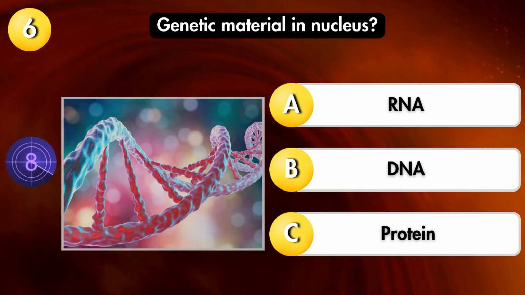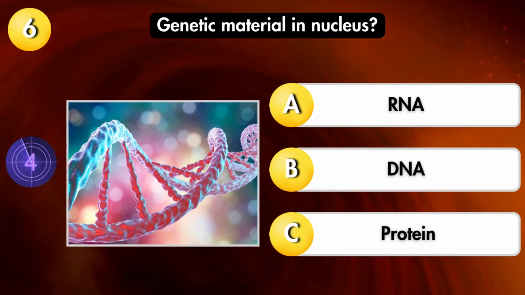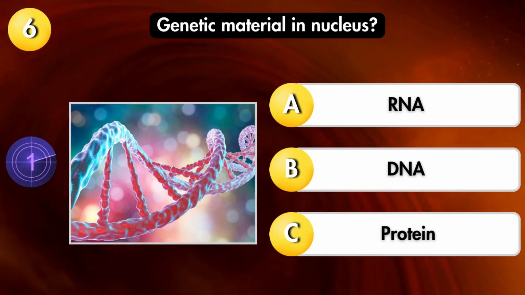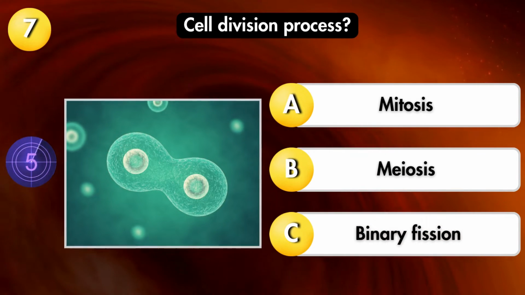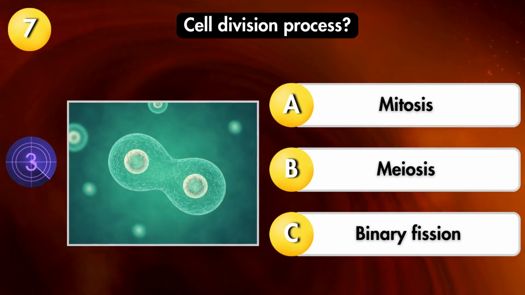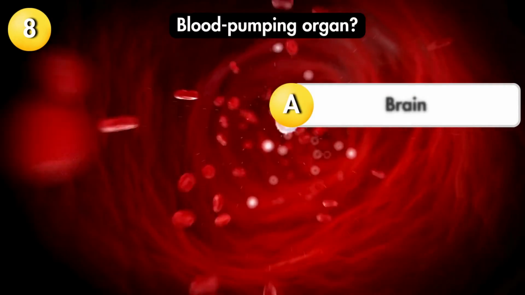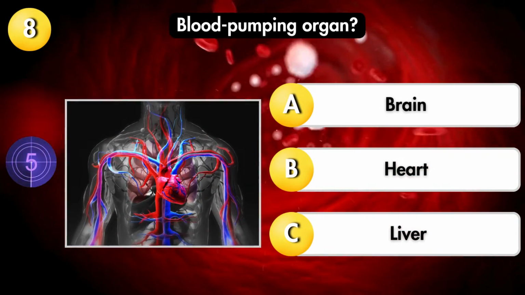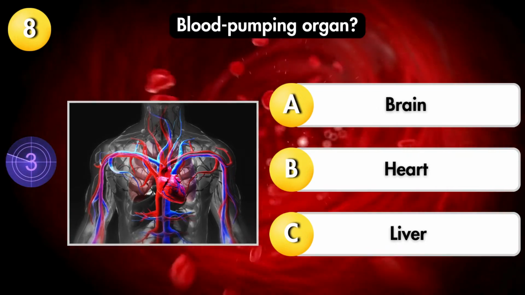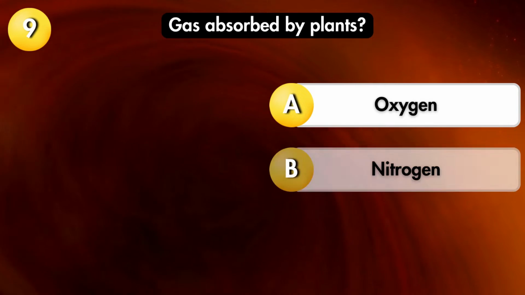Genetic material in nucleus? Cell division process is called? Blood pumping organ is? Gas absorbed by plants?